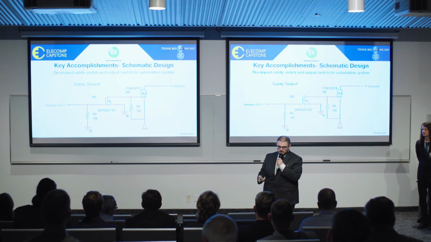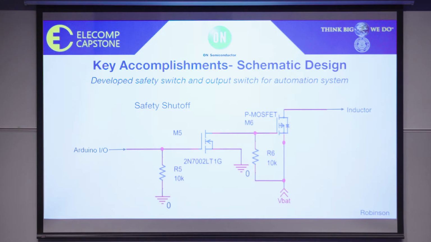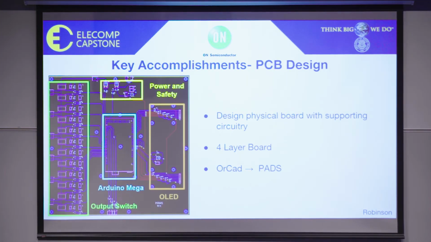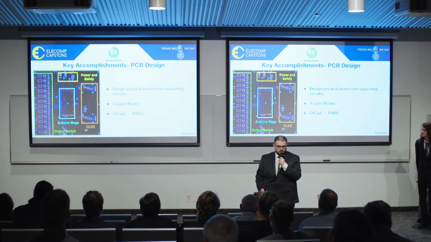In addition to these schematic accomplishments, we've also completed our PCB design. We decided to go with a 4-layer board for our own simplicity. This allows us to run the inner layers for power and ground, and the outer layers host our physical components of the board, as well as our routing traces.